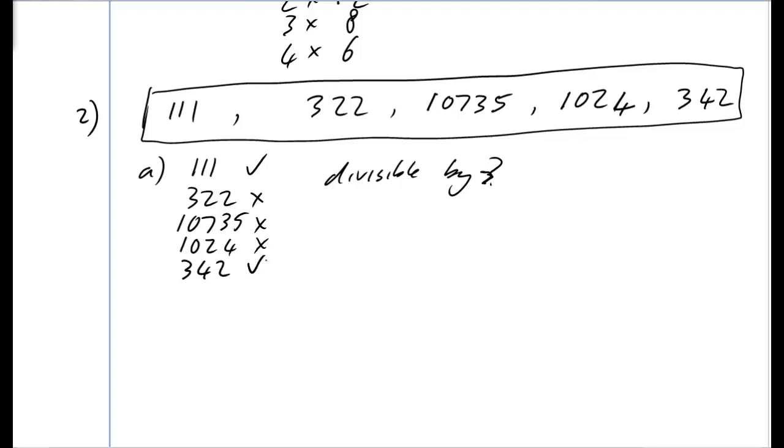Okay, what I want you to do now is number 2, part A. I want you to see if 92, 108, 245 and 3,100 are divisible by 3. Go for it.